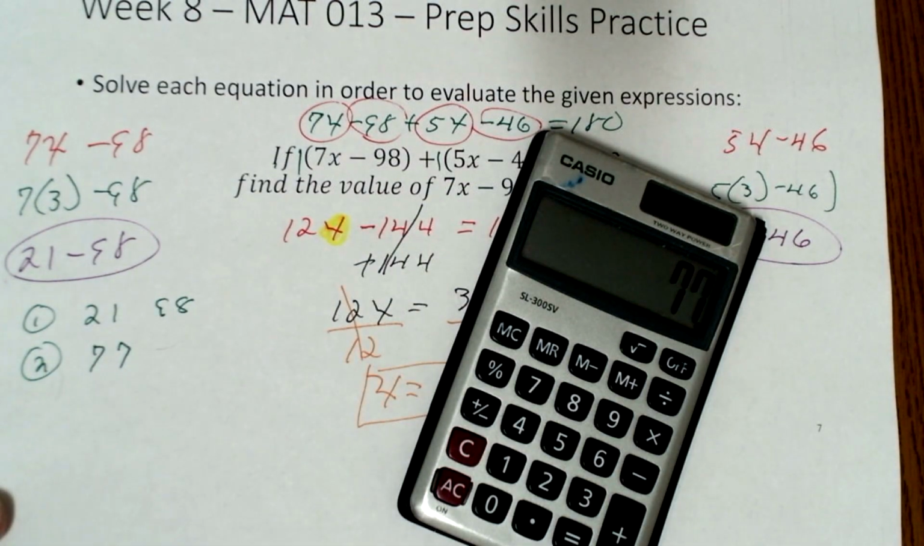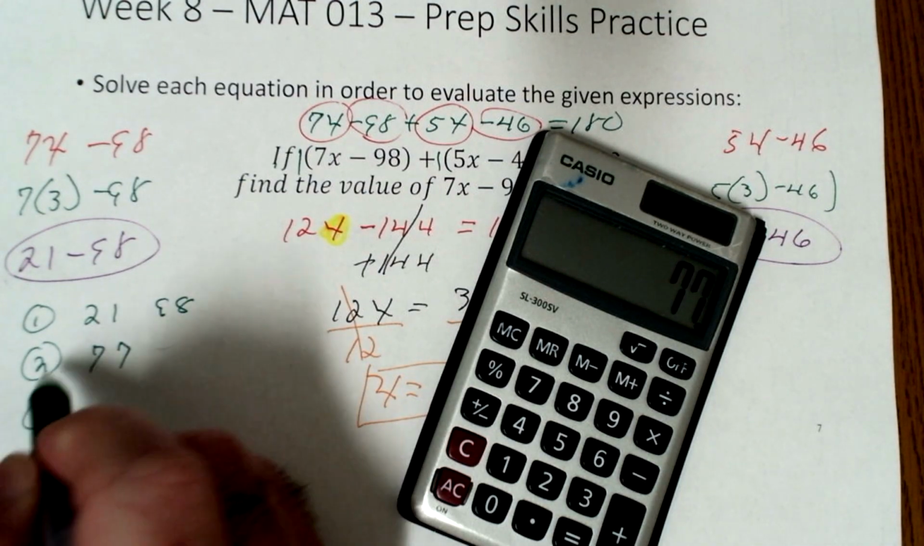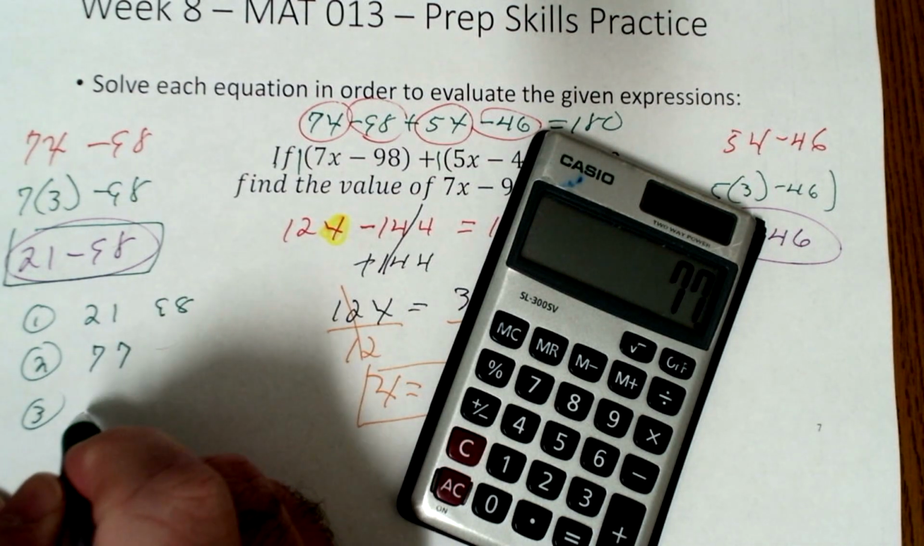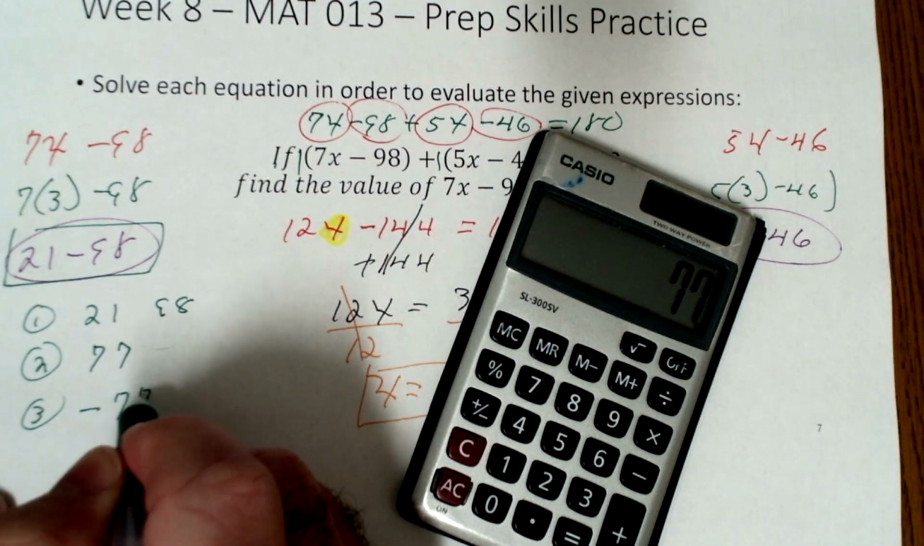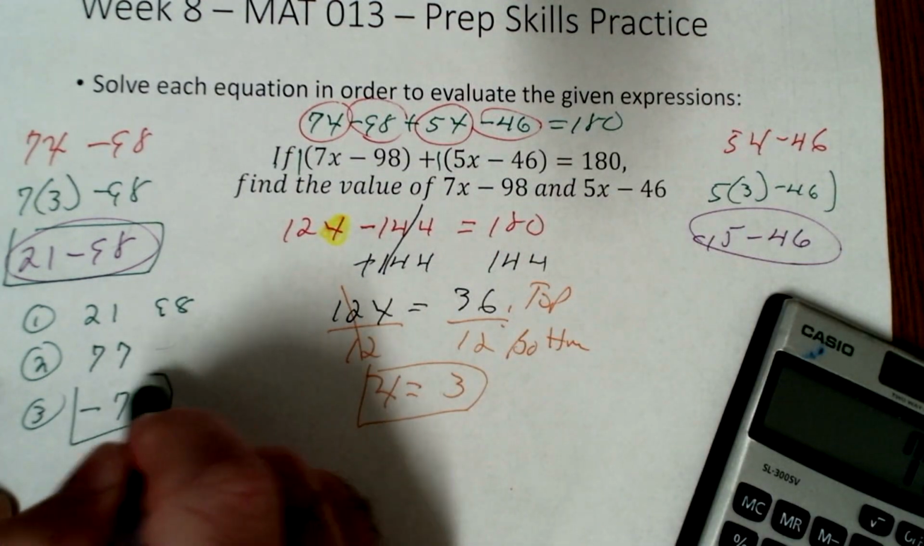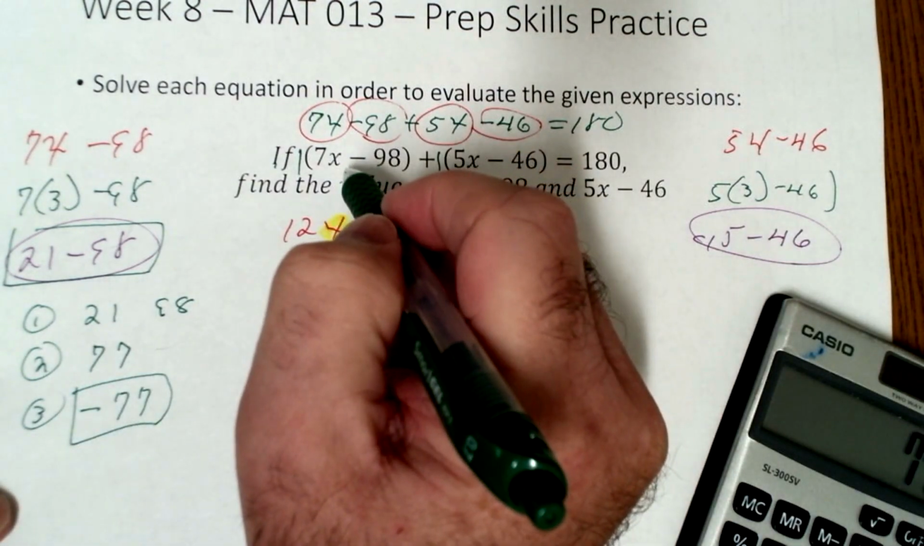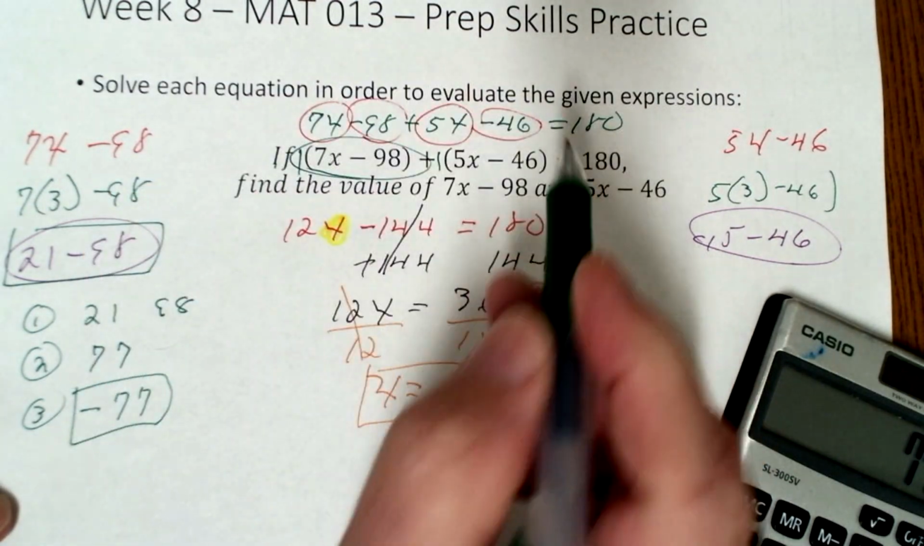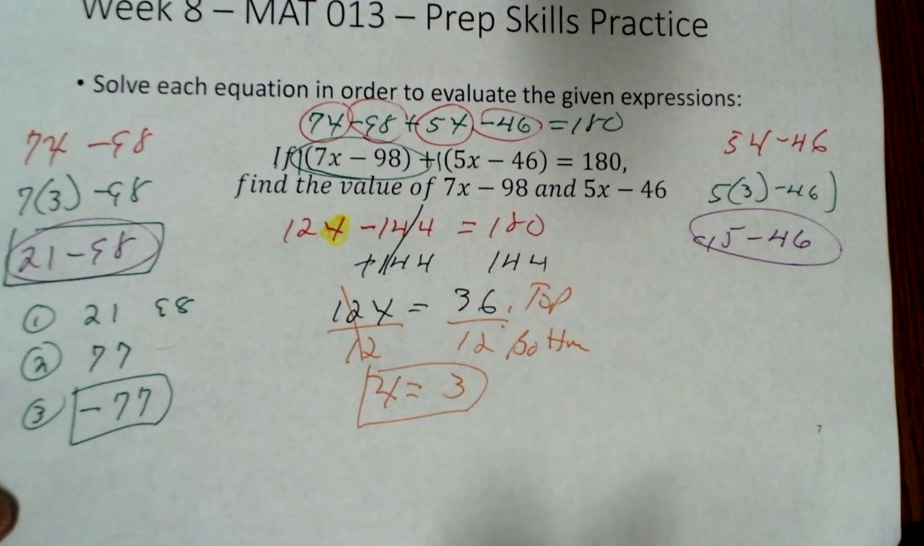Is that positive or negative? Let's go back to the original values. Which of those two numbers would be further from 0? Of course, the 98 is. What's its sign? Minus. So it's minus 77. There's our solution to one of the expressions. This expression right here is equal to minus 77.